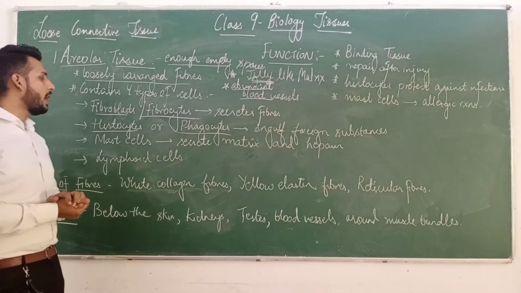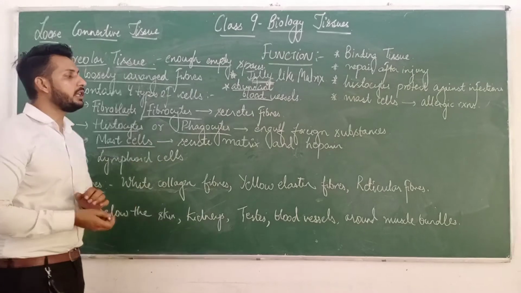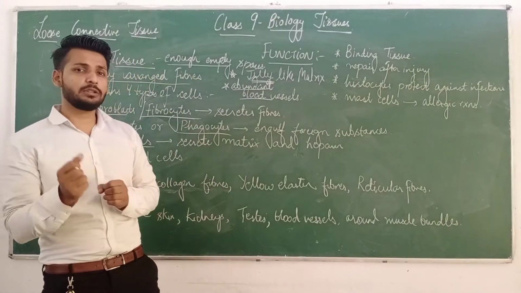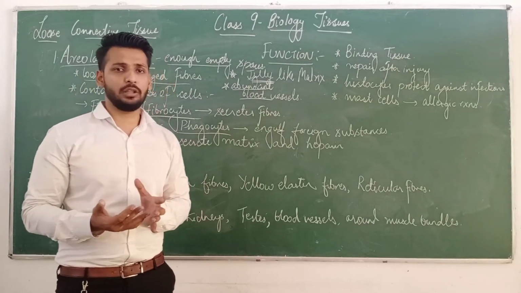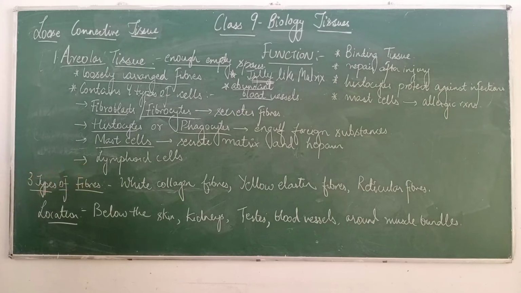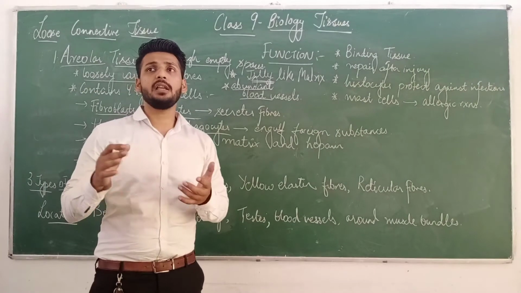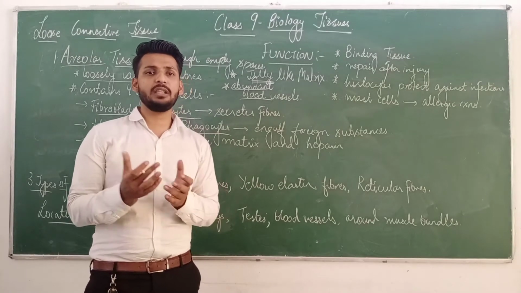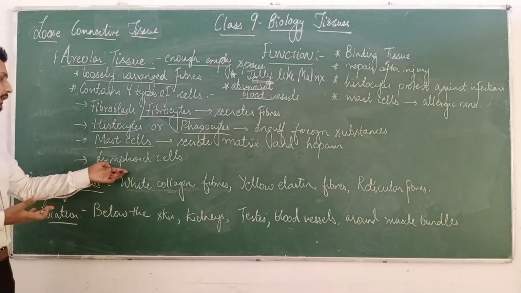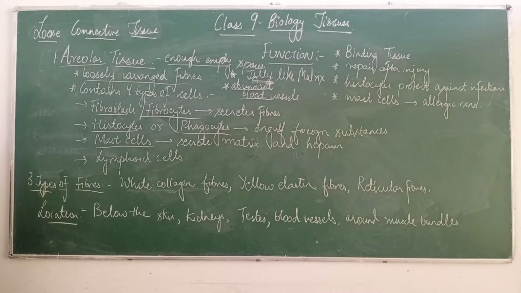Next is mast cell. These secrete matrix and heparin, and are associated with allergic reactions. Next is lymphoid cells. These are associated with the immunity of the body, so they help in immunity.